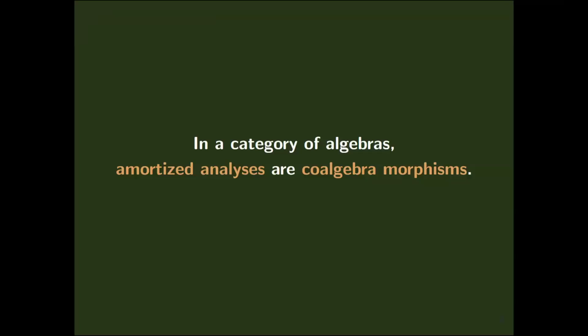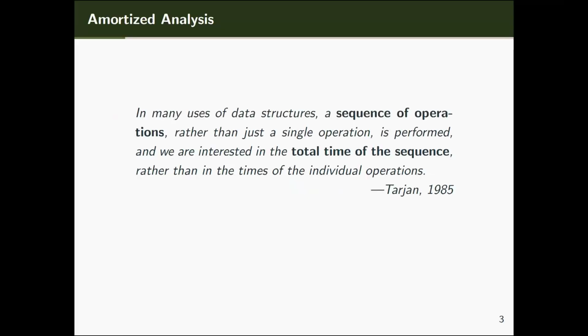All right, so here's the key idea that I want to talk about. In a category of algebras, I'm going to try to convince you that an amortized analysis is really just giving a coalgebra models. And if you don't know what those things are, I'll give you some background. But the goal is that I'm going to show you these two things are really fundamentally the same. So, okay, here's some background.